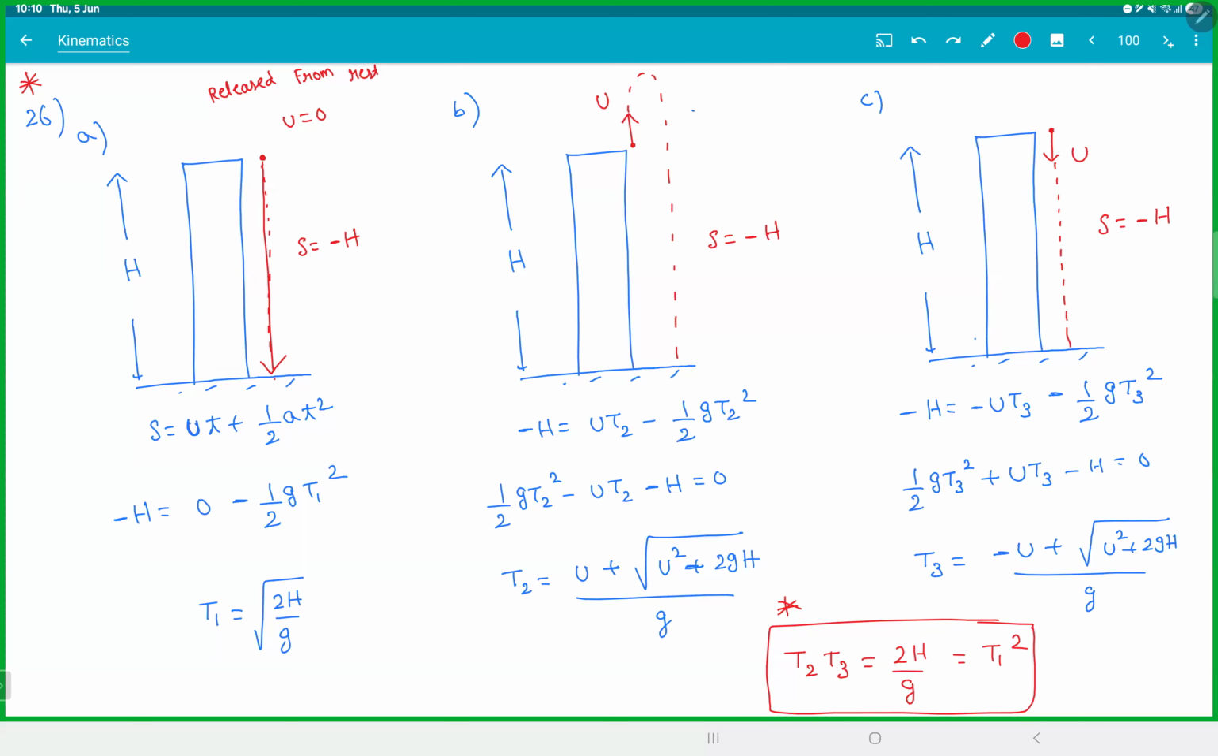Now, see, more than the result, remember how I derived each of them. It doesn't matter if I throw up or down. The displacement is minus h. And we are still using the same equation, s is ut plus half at square. So the thing that changes is your speed. Any doubts on this? All clear with this?